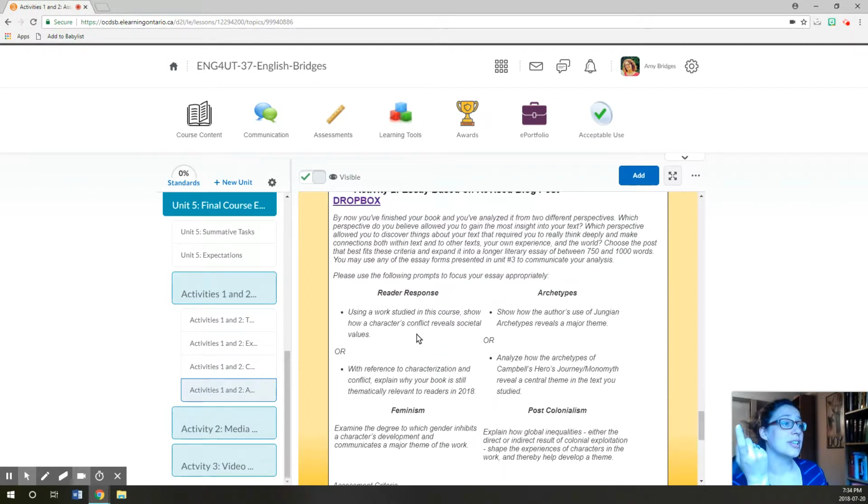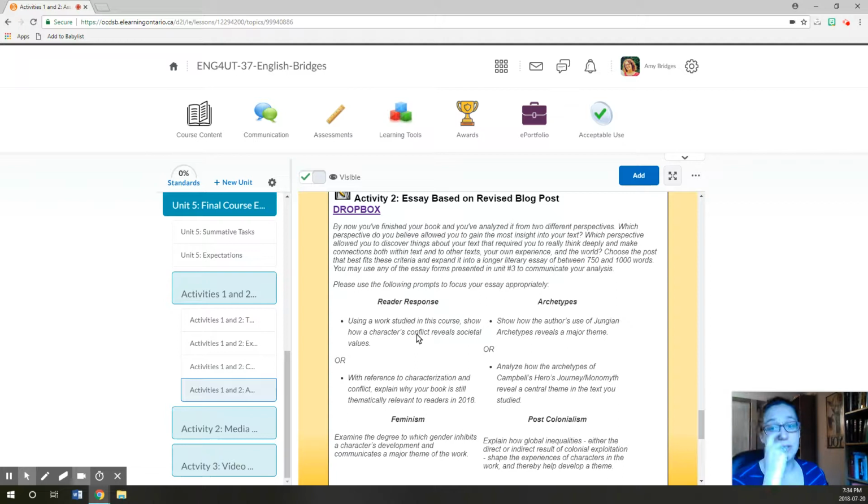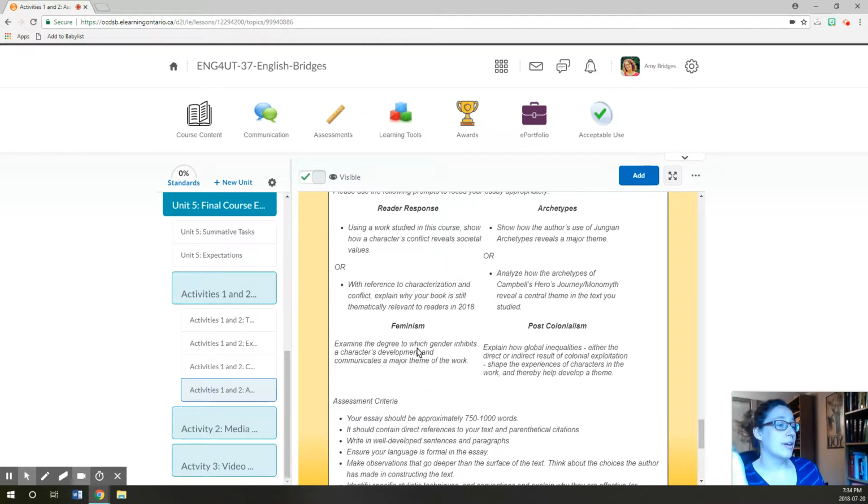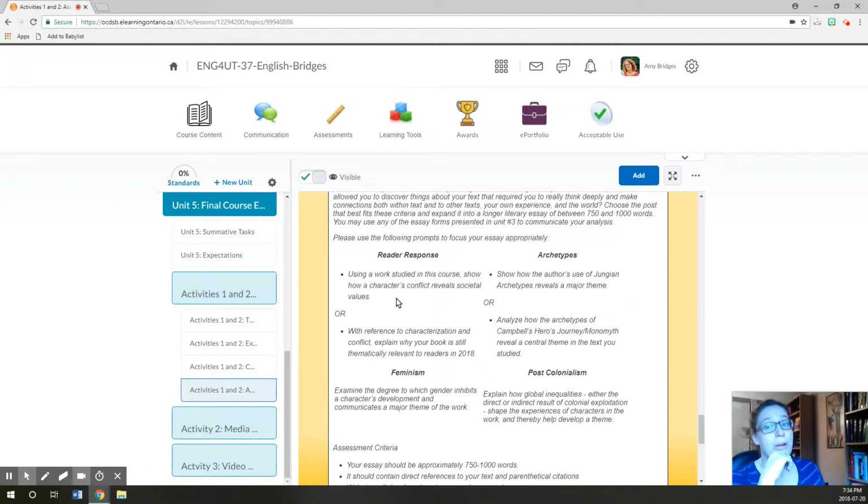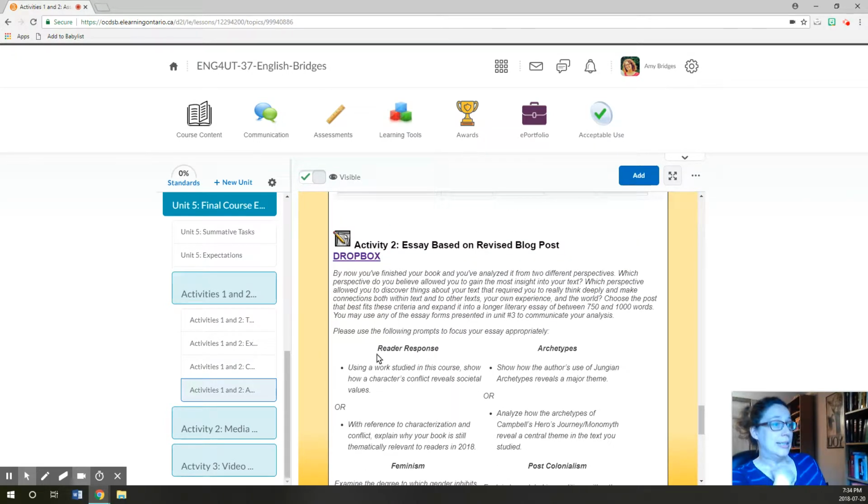Okay, so your first thing you're going to do is choose which critical lens you feel most comfortable applying to your text. And then you can look under each of the theories. There is a suggested prompt, and you can choose one of two for reader response and archetypes, or either feminism or post-colonialism. There's one for each of those. If you have any questions about what the prompts mean, post them in the discussion board, and I'd be happy to explain.